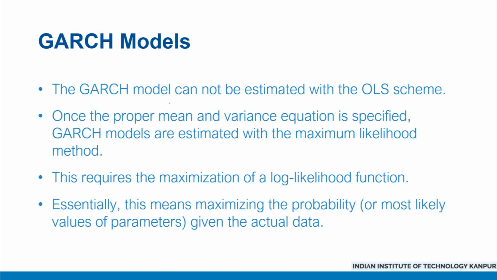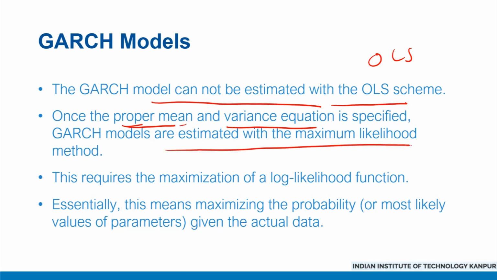Now this GARCH model, as you would have noticed, is non-linear in nature, so it can't be estimated with the ordinary least square scheme. Once you have the idea of the proper mean equation and variance equation, as we have already discussed some variants of mean and variance equations, you need to estimate them with what we call the maximum likelihood method. The elaborate discussion of maximum likelihood estimation is out of the syllabus and not part of this discussion.